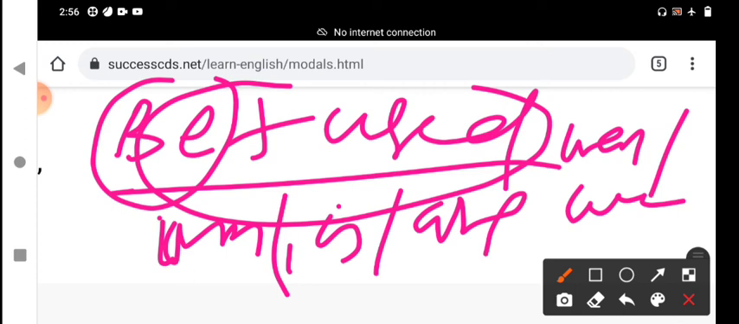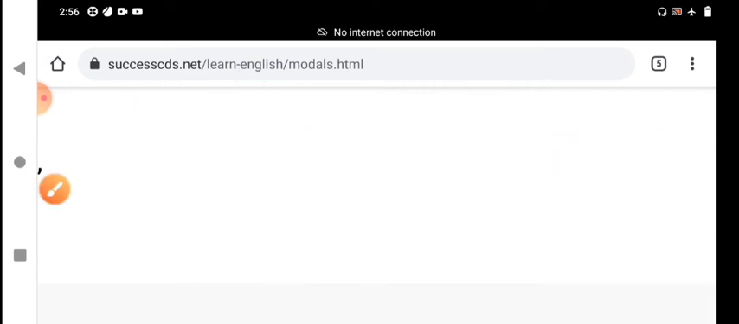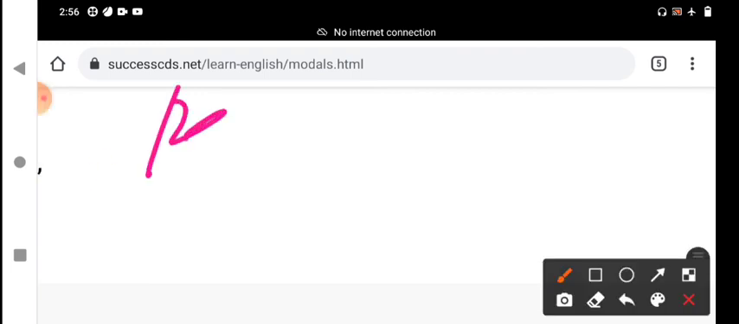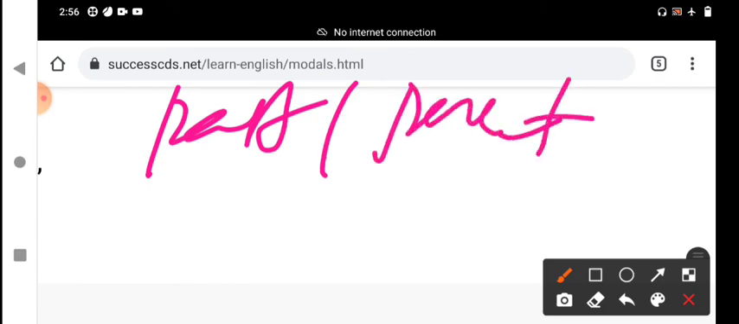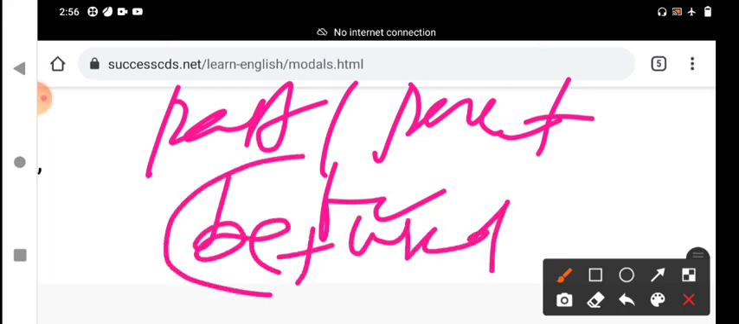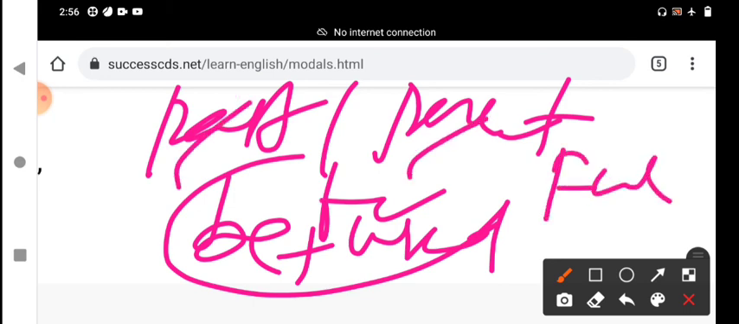When do we use this structure? Be plus used to means be accustomed to, be familiar with. It can refer to the past, present and future also. Used to is only for the past tense. But the be plus used to structure applies to the past, present and future, as a habitual action.